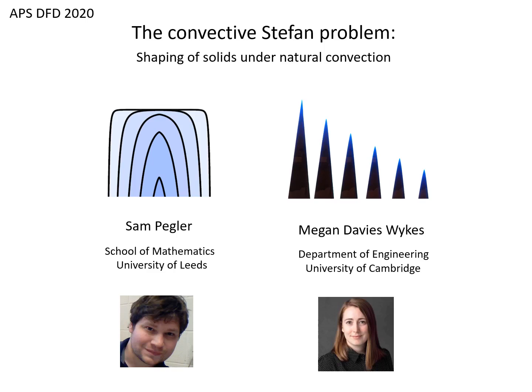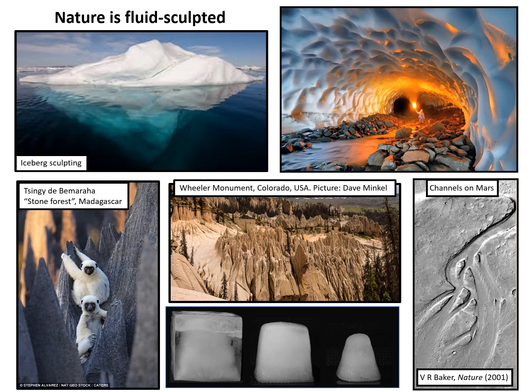Welcome everyone. We're going to be presenting a combined theoretical and experimental study of a very interesting question, which is: what is the shape of a body that is dissolving or melting under natural convection? So we're generally motivated by the question of how buoyancy-driven flow sculpts bodies around us.